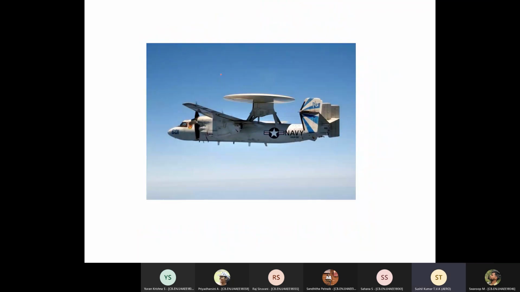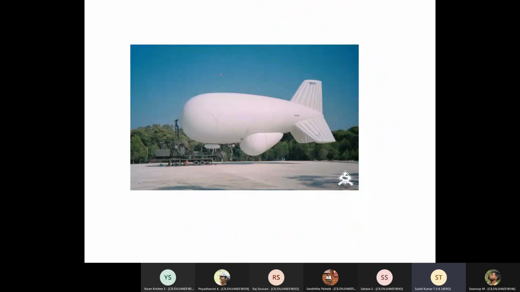Another version of this thing, more of an AEW type, is what I told you is an aerostat. The radar is actually kept in this. What do you think, Sanjay, is the disadvantage of an aerostat? As a layman, what do you think is the disadvantage?